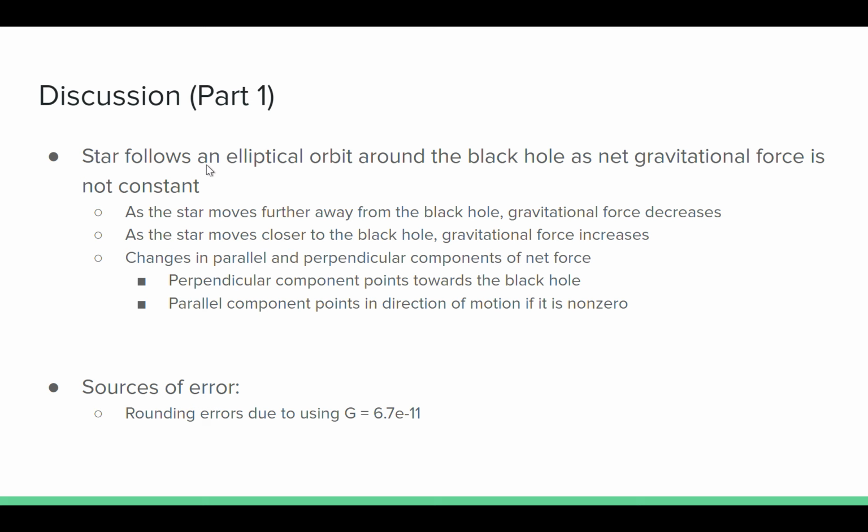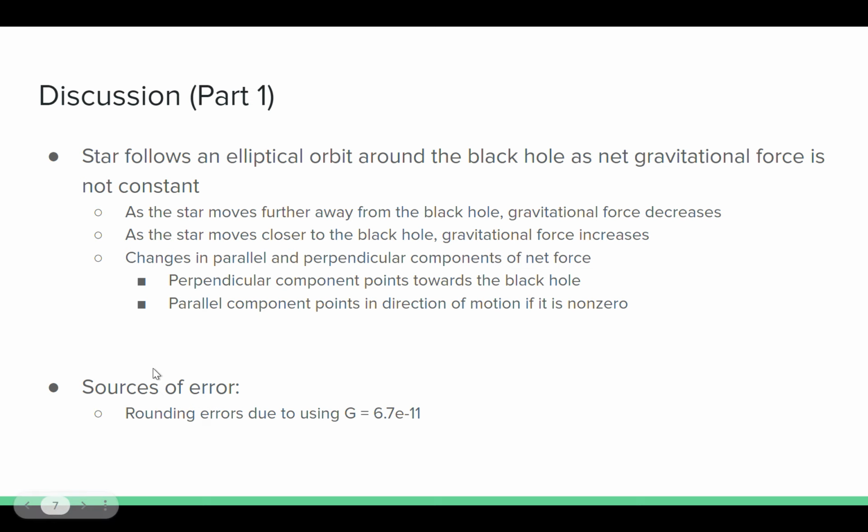Overall, the star follows an elliptical orbit around the black hole as the net gravitational force is not constant. As the star moves further away from the black hole, gravitational force decreases, and as it moves closer to the black hole, gravitational force increases. The changes in parallel and perpendicular components are shown in the lab, where the perpendicular component points towards the black hole, and the parallel component points in the direction of motion if it is non-zero.